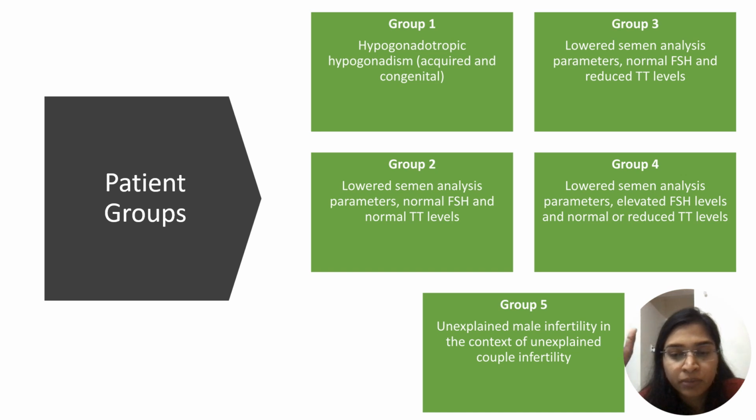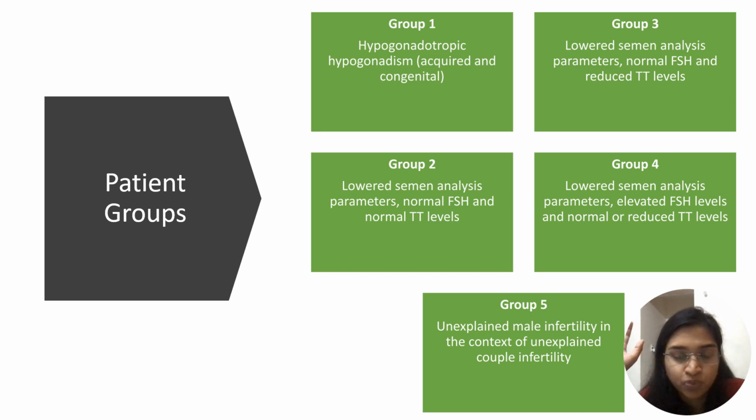Then what we have to remember is group 2 and group 3. In group 2 only one parameter is abnormal, that is lower semen analysis parameters with normal hormonal profile, that is normal FSH and normal testosterone levels. In group 3 two parameters are abnormal, that is lower semen analysis parameters and reduced testosterone levels with normal FSH, right? So we'll revise it again.